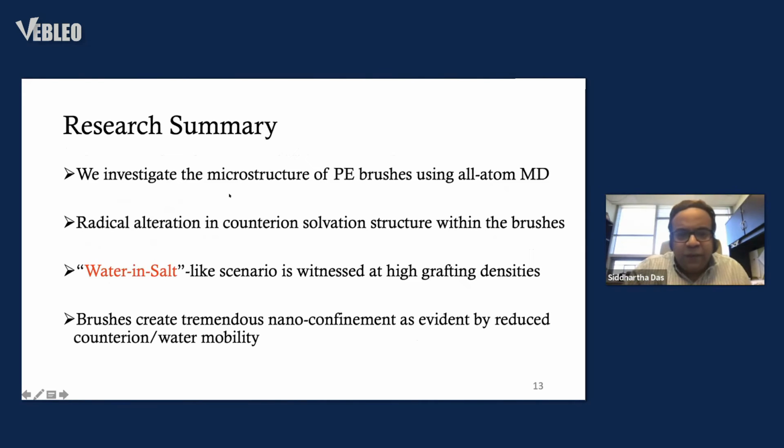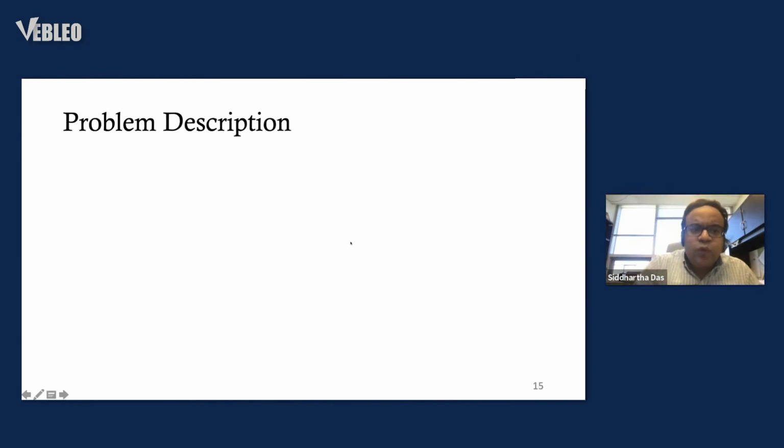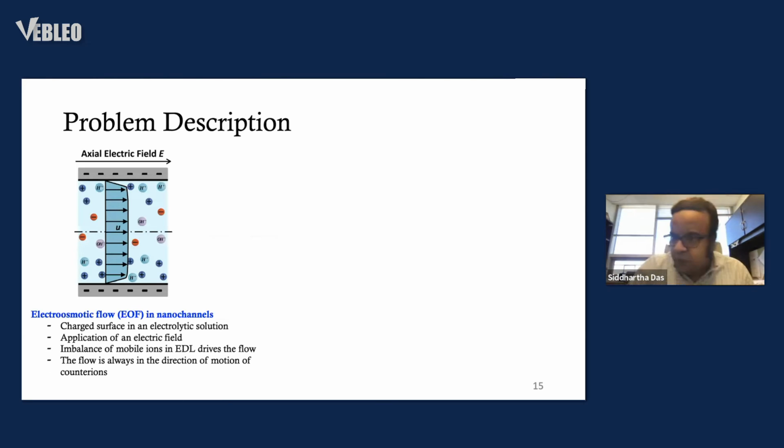With this, we now come to the next part of my talk, where we will try to understand how understanding this polyelectrolyte brush molecule in its microscopic details enables us to pinpoint a very new kind of fluid flow phenomenon. So we will study the electroosmotic flow in polyelectrolyte brush functionalized nanochannels. First, a quick description of what an electroosmotic flow is, for the beginners.